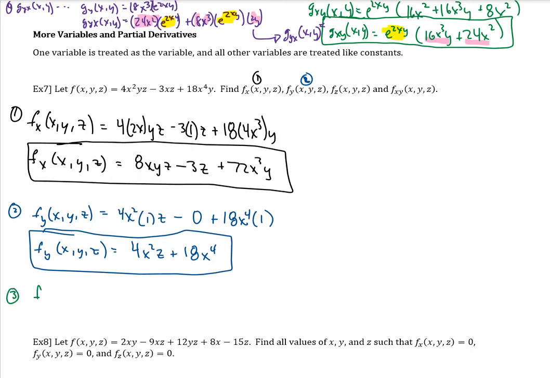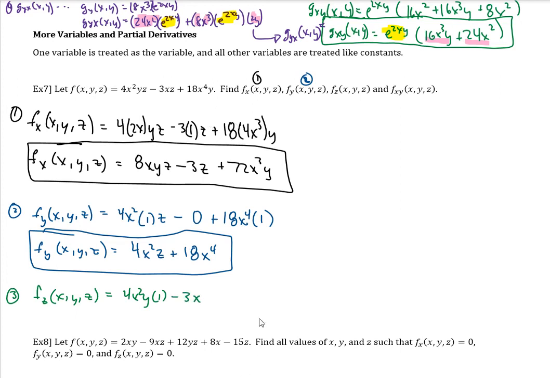The first partial derivative with respect to z. I'm looking at this function still. I have a z in the first term, so let's copy 4x squared y, which are constants. The derivative of z is 1. And then we've got minus 3x.